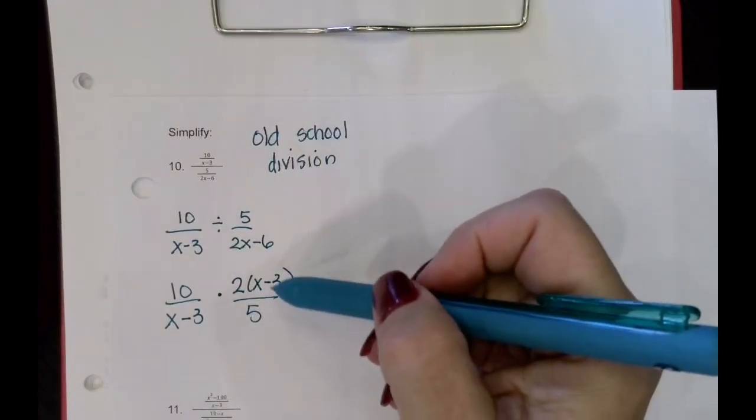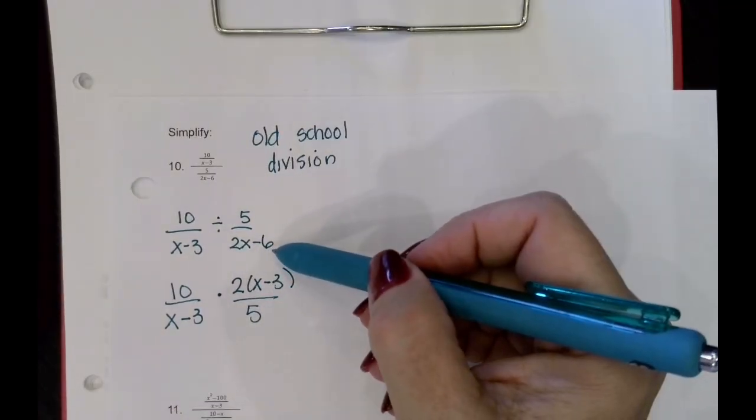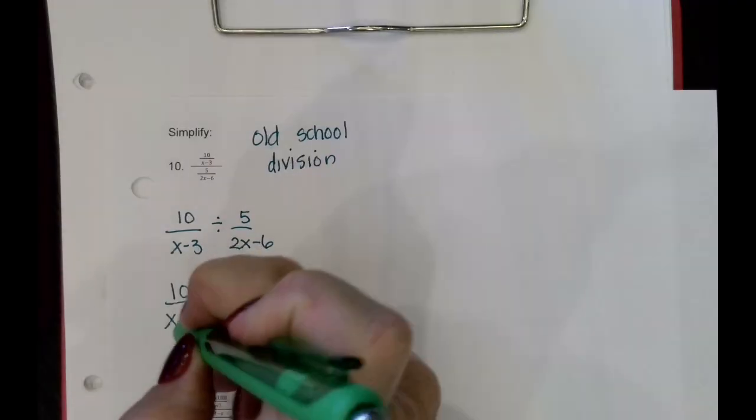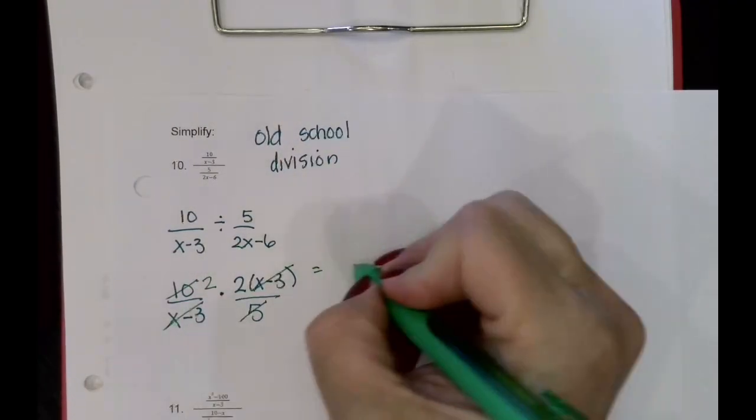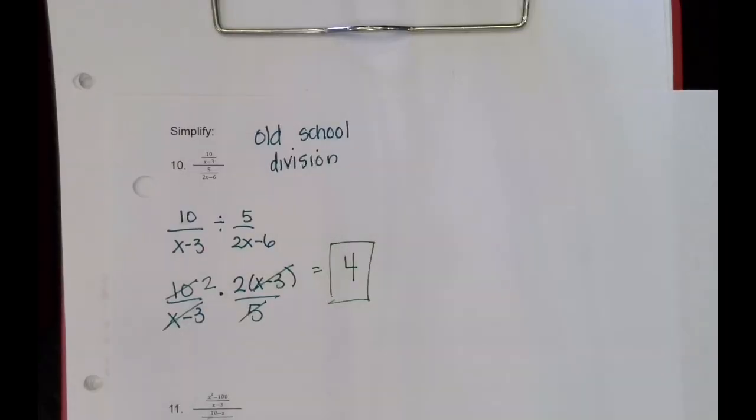Now, when I flip this, I went ahead and pulled out my greatest common factor. And here's what we see. This cancels and this reduces. So this whole thing becomes 4.